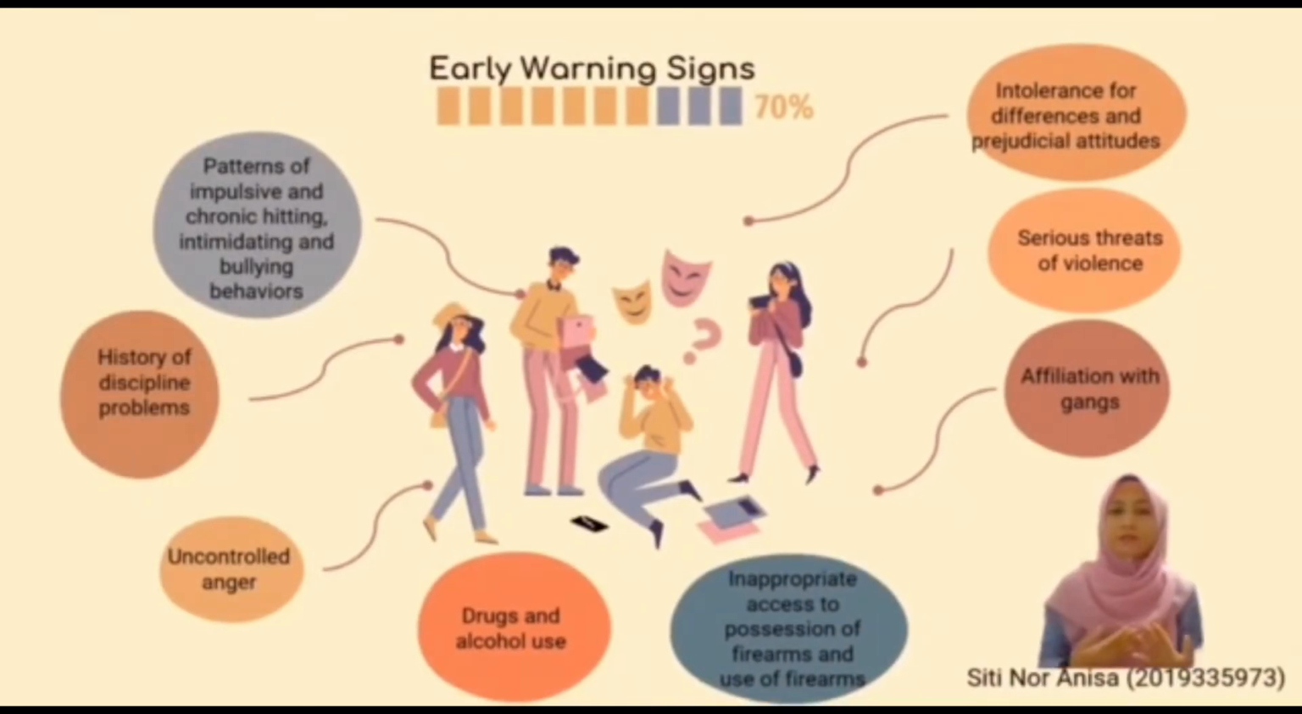So, here are some early warning signs of potential for violence, which are a pattern of impulsive and chronic hitting, intimidating and bullying behaviors, history of discipline problems, uncontrolled anger, drug and alcohol use, inappropriate access to and possession of firearms and use of firearms, affiliation with gangs, serious threats of violence, and intolerance for differences and prejudicial attitudes.